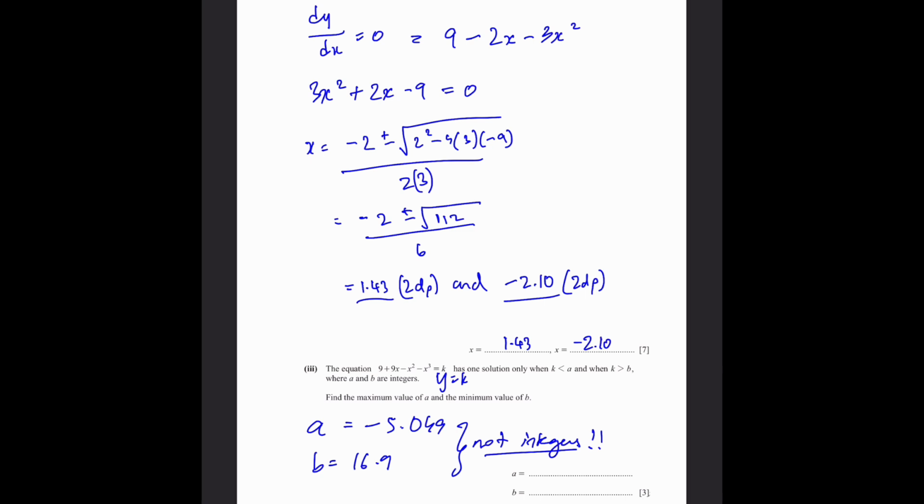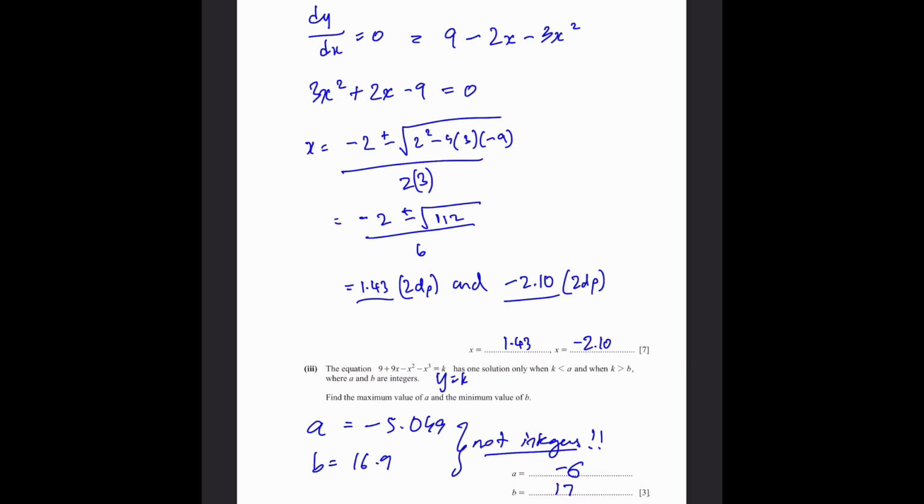So the largest integer which is less than this value is going to be minus 6. And now for b, when k is greater than b, this equation has one solution only. Since this is the minimum value of b needed, we need the minimum integer value of b which is greater than the one which we found. So we will get 17. And of course, these two are integers and these will be our answer.